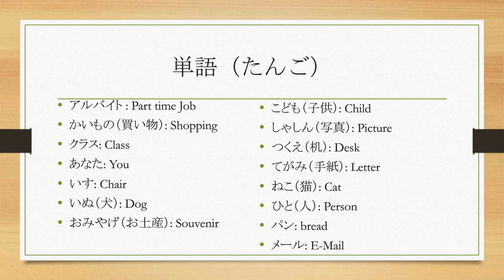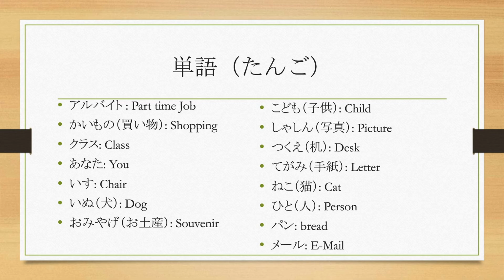So the word for vocabulary is actually tango, so we're going to start using this more often. You won't see vocabulary on top anymore; you'll now start seeing tango. So the first word is arubaito, part-time job. Kaimono, shopping. Kurasu, class. Anata, you. Isu, chair. Inu, dog. Omiyage, souvenir.